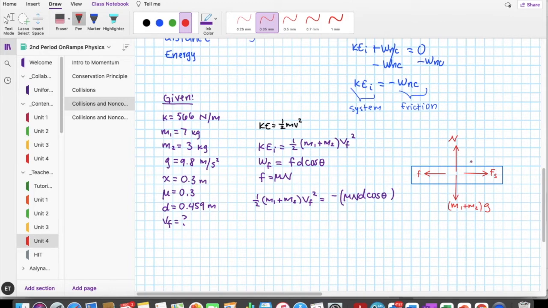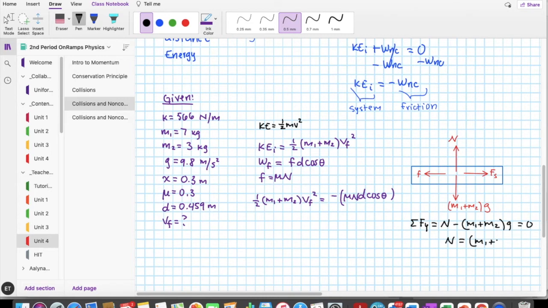But again, we're concerned about this one, right? We know the system is not moving along the y-axis, vertically. So if we sum the forces, we can say that the forces acting along the y-axis are equal to the normal minus (m1 plus m2) g, and that is equal to 0. The only way these two can be equal to 0 when subtracted is if they are equal to each other. There you go.